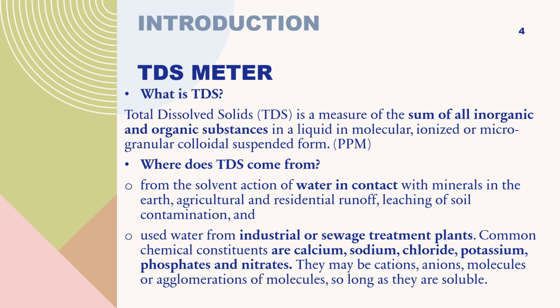Total dissolved solids is the total concentration of dissolved substances in the water, measured in parts per million or ppm. These substances include both organic and inorganic material such as calcium, sodium, potassium, and even phosphates. But where do these substances come from?